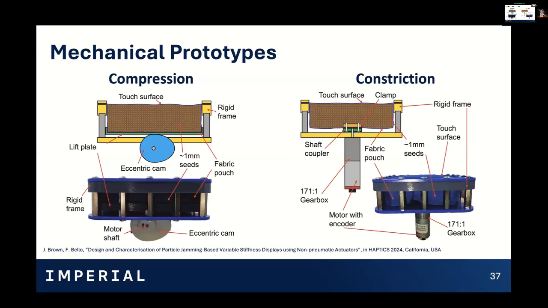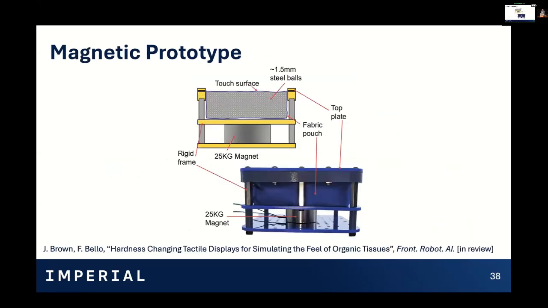So we built prototypes of these devices. I showed off the mechanical ones at Haptics Symposium in April. And then the magnetic one is actually in review for Frontiers in Robotics and AI. We've actually just been accepted by one reviewer. So if reviewer 2 is out there, please have a look at the revisions. They're really good, and we want to get this work out there.